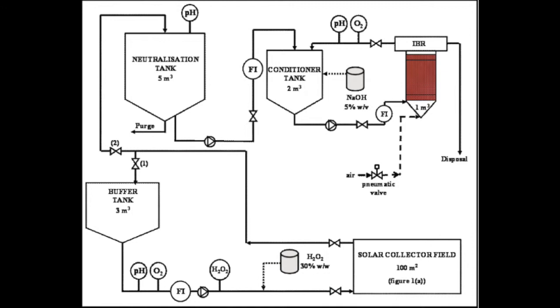In the OVAR scale-up process, a large-scale industrial application, wastewater that contained 500 milligrams per liter of dissolved organic carbon was treated using a combined process of photo-Fenton and biological treatment, and the resulting effluent contained only 80 milligrams per liter of dissolved organic carbon.